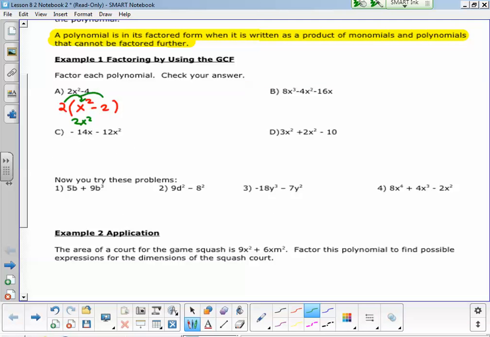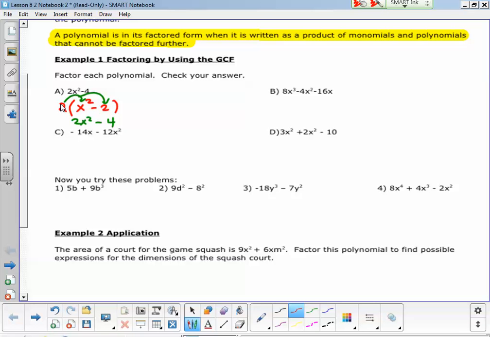And again, we can double check our work. 4x times 2x squared is going to give us 8x to the third power. 4x times a negative 1x, or negative x, is going to give us negative 4x squared. And 4x times a negative 4 is going to give us negative 16x.